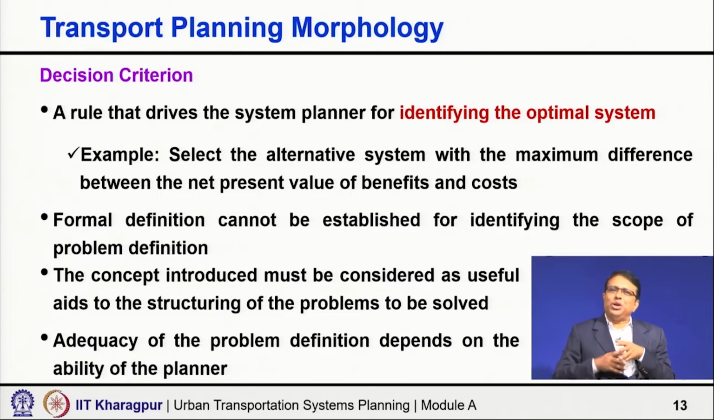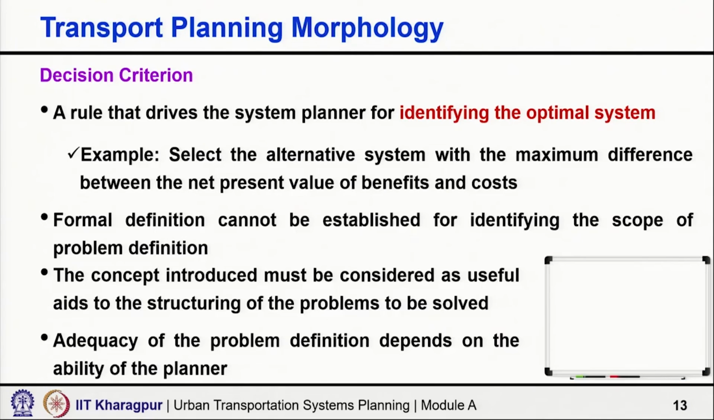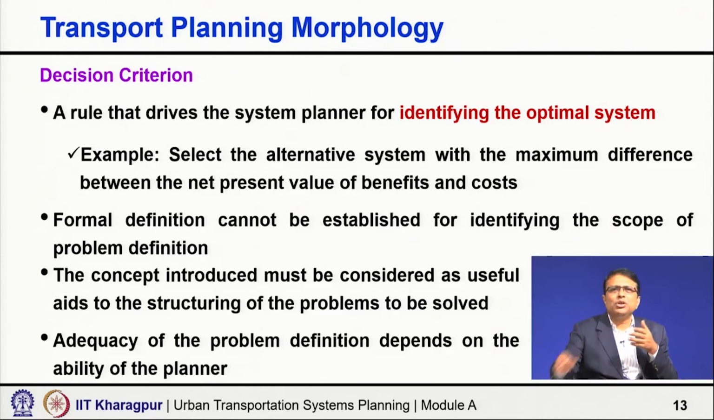Now, remember that whatever we said in the problem definition, the 6 components we discussed, actually a formal definition cannot be established for identifying the scope of problem definition. Actually, anything you say is included as a part of the problem definition. So, whatever we tried to discuss here and tried to indicate, you can consider them as a kind of concept which we tried to introduce and which we consider as a useful aid for the structuring of the problem. Now, adequacy of problem definition depends on the ability of the planner.